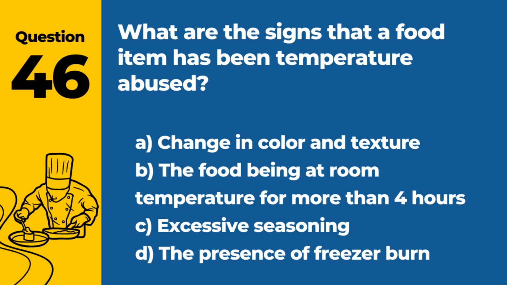Question 46. What are the signs that a food item has been temperature abused? A. Change in color and texture. B. The food being at room temperature for more than 4 hours. C. Excessive seasoning. D. The presence of freezer burn. Answer. B. The food being at room temperature for more than 4 hours. Signs of temperature abuse in food include the item being left out at room temperature for more than 4 hours, which can lead to the growth of harmful bacteria and increase the risk of foodborne illness.